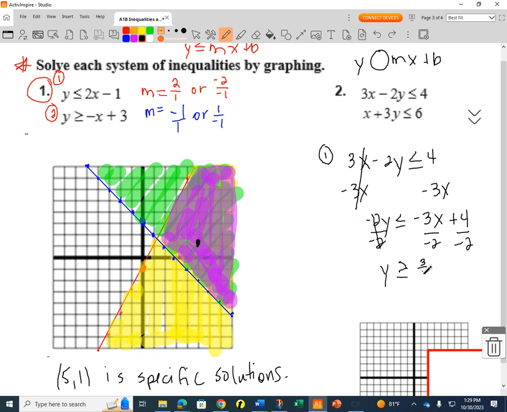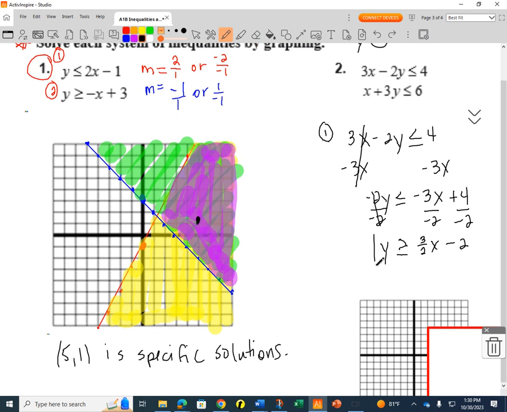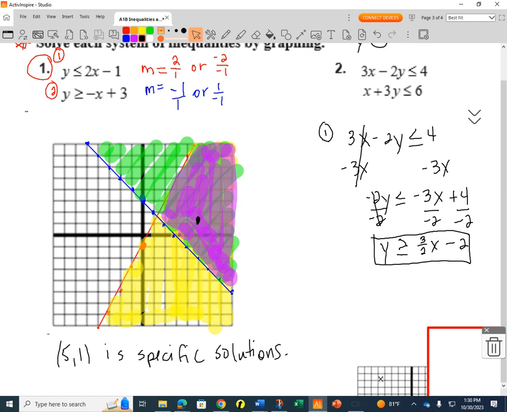And then 4 divided by negative 2 is minus 2. So that is going to be our first inequality. But before we graph that, we're going to go ahead and solve our other inequality for y as well. Put it in slope-intercept form as well.